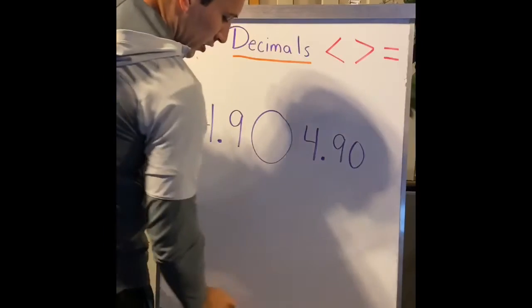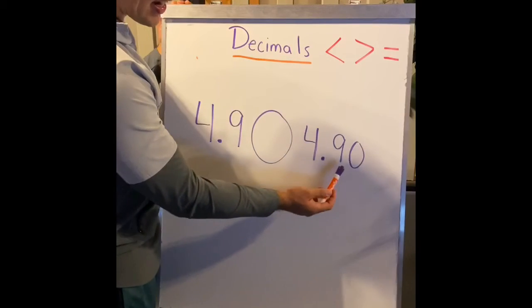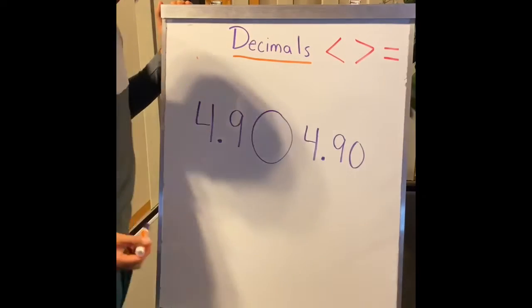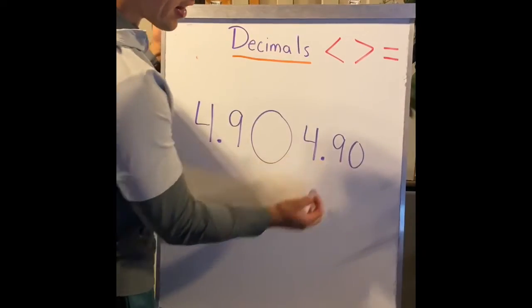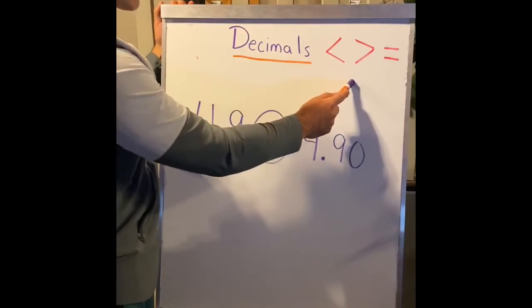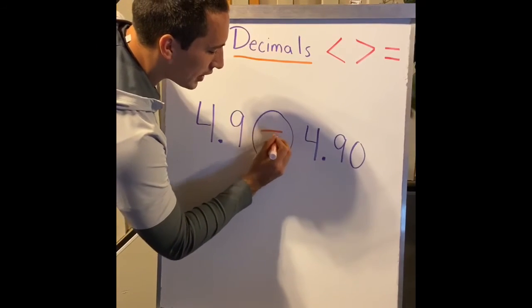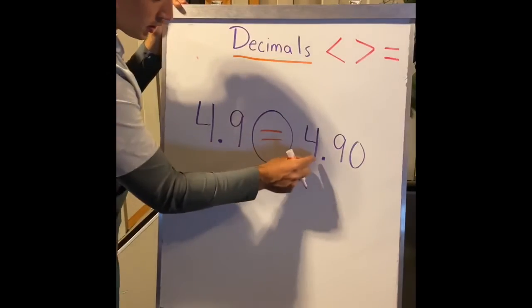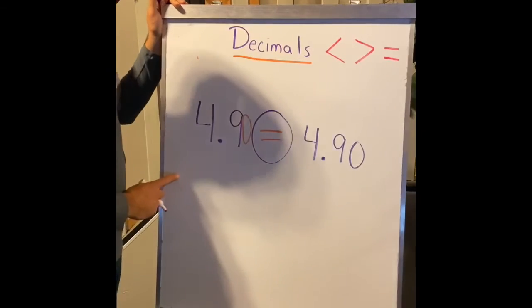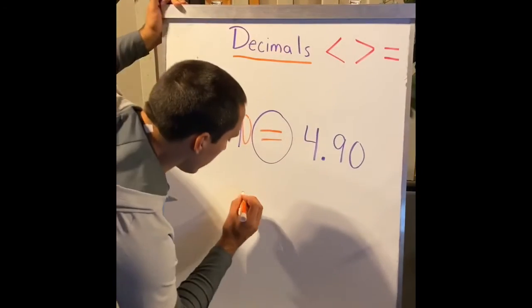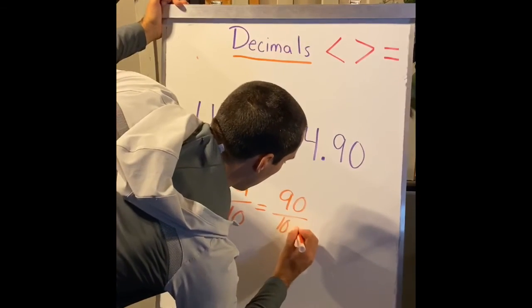All right, this problem looks a little tricky. 4 and 9/10 versus 4 and 90/100. All right, so let's look at this. We both have 4 ones. We both have 9/10. So which symbol should we put in here? So for this one, this is going to be equal. So we both have 4 ones. We both have 9/10. You're able to add this in here to make this equal. 9/10 is equal to 90/100.